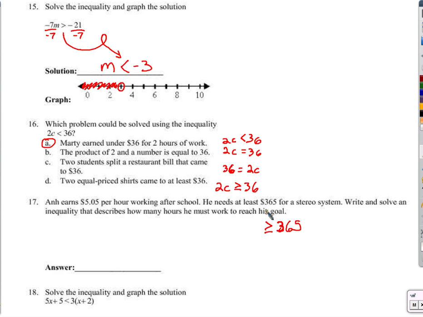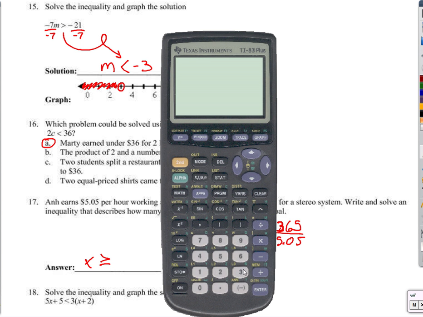Well, how do we calculate the amount that she makes? We take her pay, which is $5.05 per hour, times the number of hours. There we have it. 5.05, her pay, times x, the hours, should give her the total that she earns, and that amount that she earns should be greater than or equal to 365. So we divide by 5.05, and x is greater than or equal to whatever that is. So 365 divided by 5.05, 72.28. Okay.